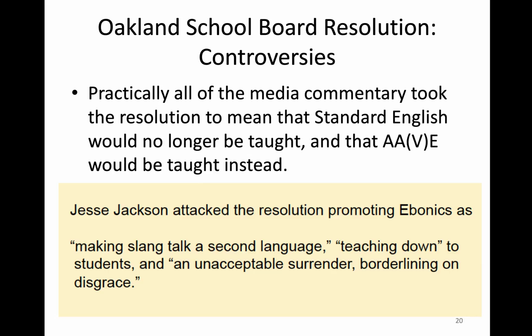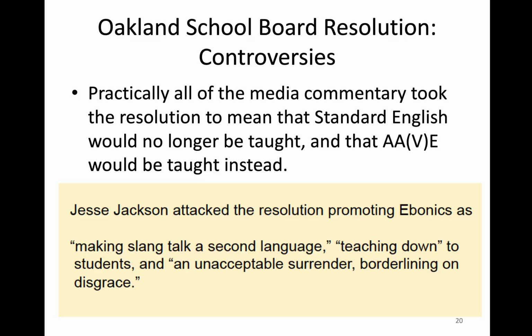So practically all the media commentary took the resolution to mean that standard English wouldn't be taught anymore, and that African American English would be taught instead. So Reverend Jesse Jackson, for example, who's one of the foremost leaders of the civil rights movement, was one such voice initially. He said initially that the resolution amounted to making slang talk a second language, teaching down to students, and he characterized it as an unacceptable surrender, bordering on disgrace.